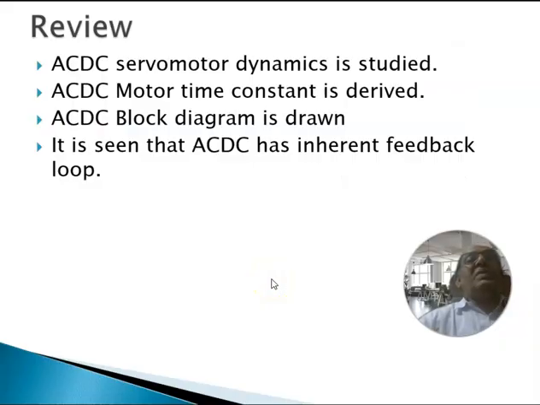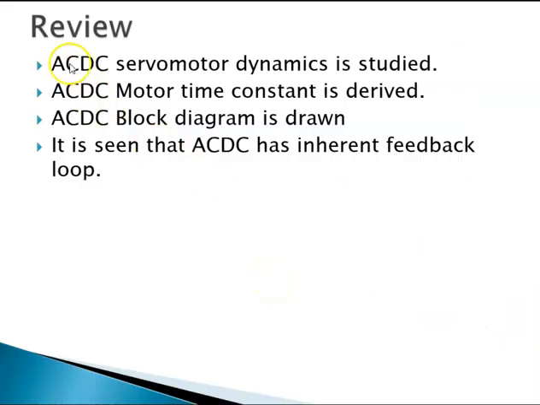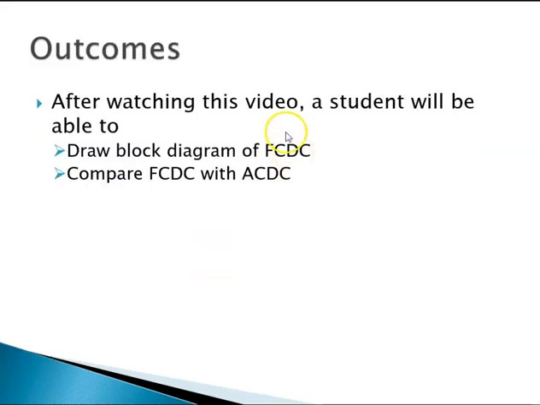In the past couple of classes we have considered the armature controlled DC servo motor, studied its dynamics, derived its time constant, and drawn a block diagram. When we drew the block diagram, we saw that there is an inherent feedback loop in the armature controlled DC servo motor.